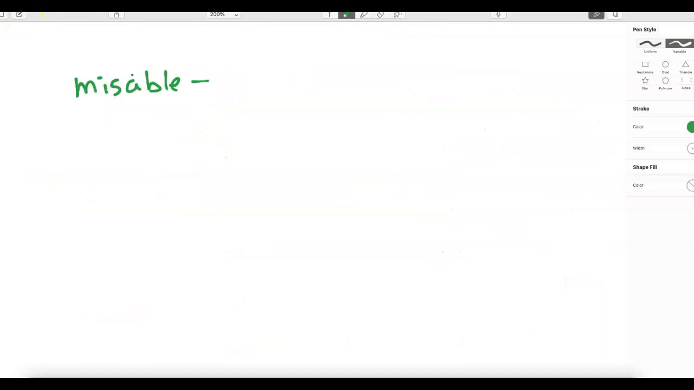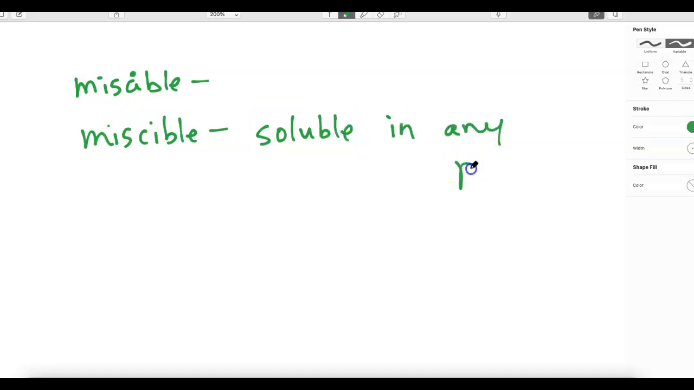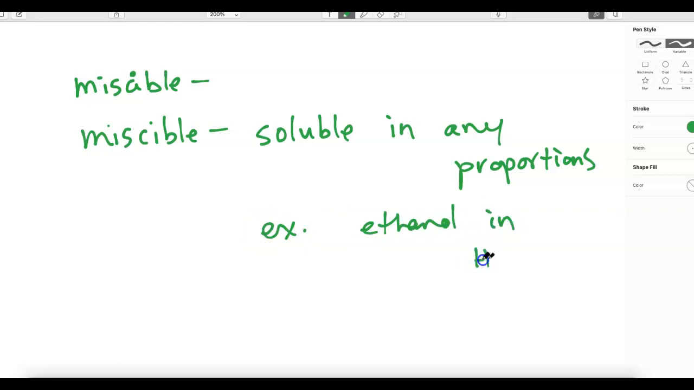Another term that I used that I should define is the term miscible. That's, write that again, M-I-S-C-I-B-L-E. That means soluble in any proportions. Which means that you can dissolve as much as you want of the solute in the solvent. And an example would be ethanol in water. I can just keep adding more and more ethanol, and it's always going to be soluble, so they are miscible.